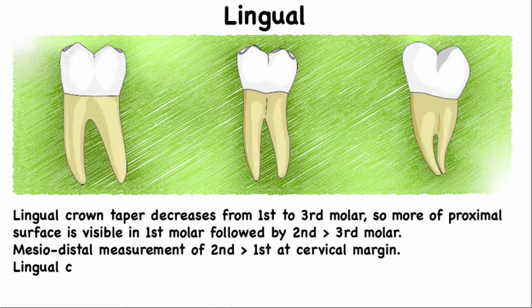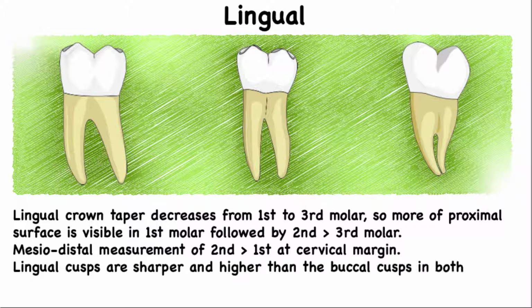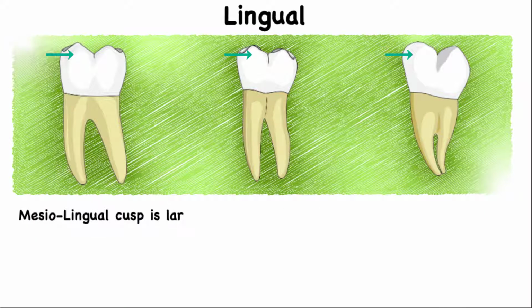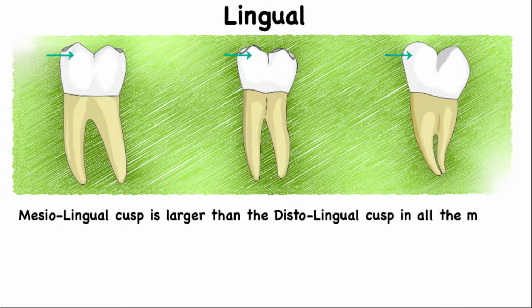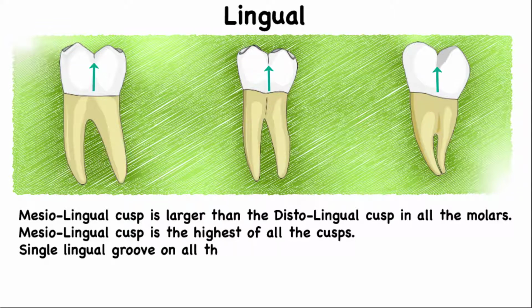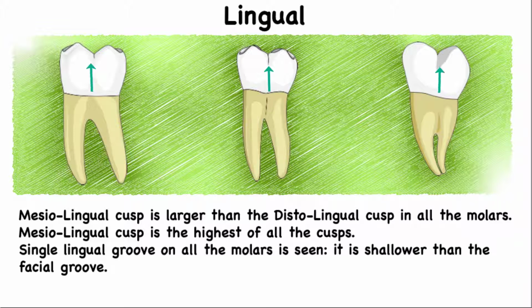The lingual cusps are sharper and higher than the buccal cusps in both first and second molar, but in the third molar they are rounded instead of being pointed. The mesiolingual cusp is larger than the distolingual cusp in all the molars, and the mesiolingual cusp is the highest of all the cusps, including the lingual and facial cusps. There is a single lingual groove on all the molars, and it is shallower than the facial groove.